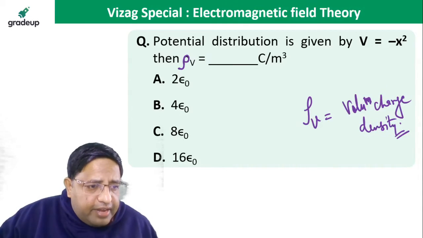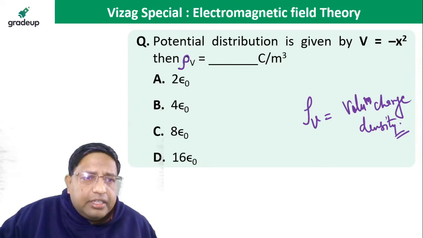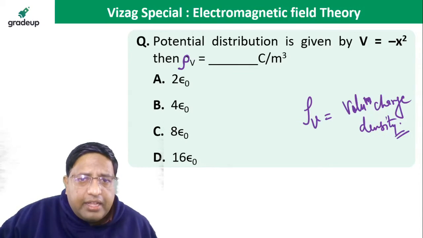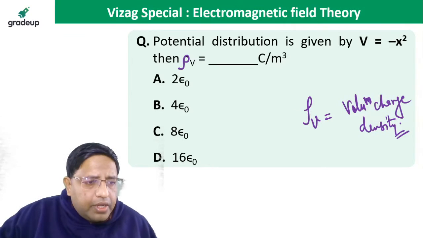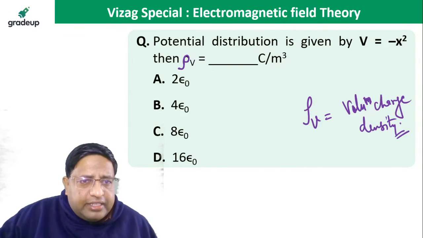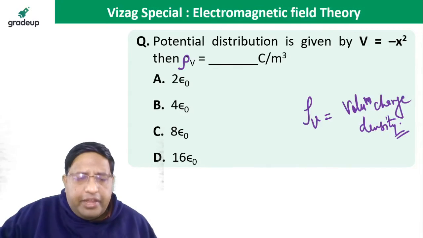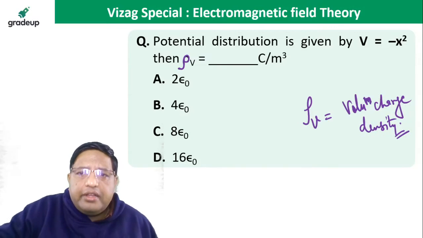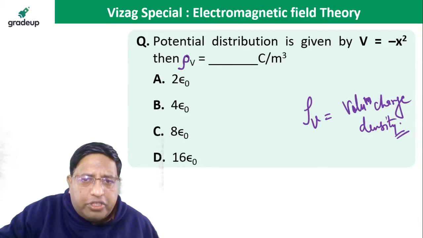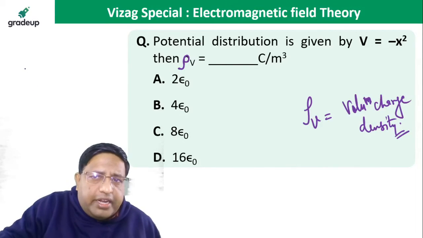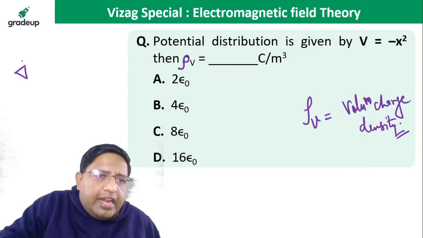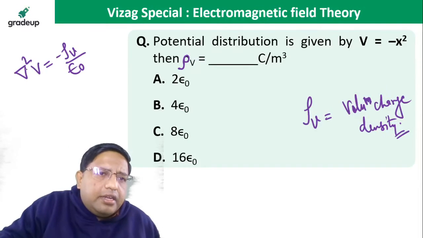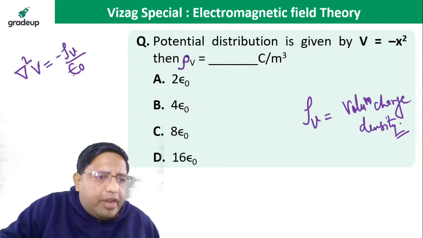Chandana is giving the correct answer. Very good, Chandana. Just apply the Poisson equation and get the answer. If the potential distribution is given as a function of Cartesian coordinates, you can calculate rho v using the Poisson equation. And what is the equation? Del square v is equal to minus rho v upon epsilon. That is the Poisson equation.